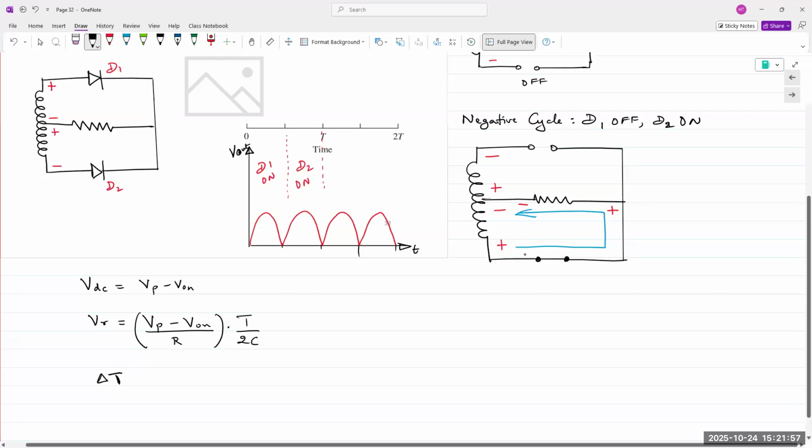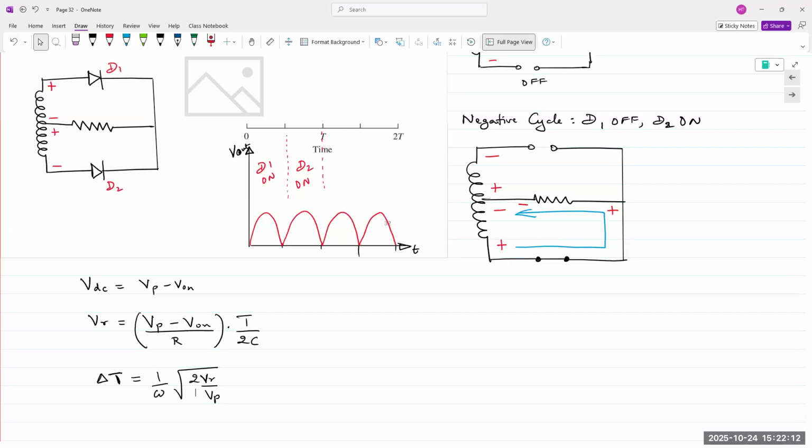The conduction time is 1 over omega times root of 2 VR over VP. Now I'm writing the equations down here, but the equations are also there in the textbook. These are standard equations.